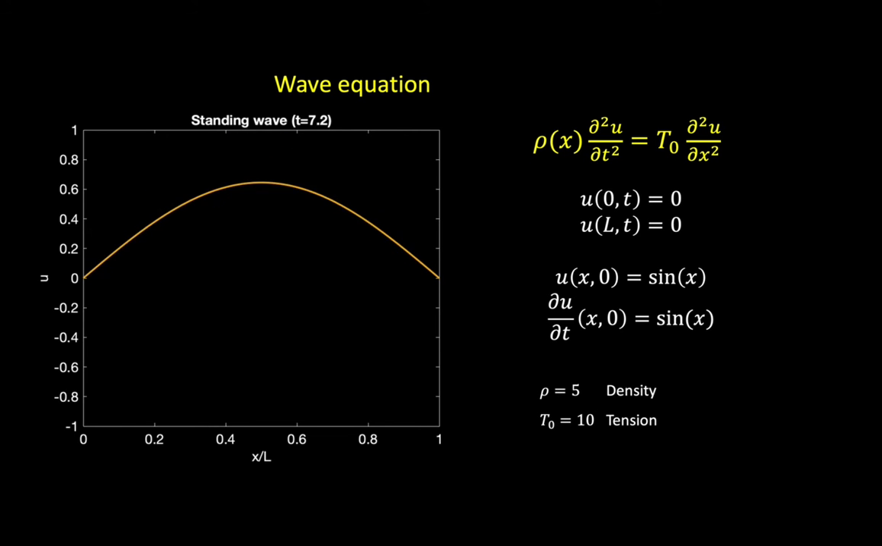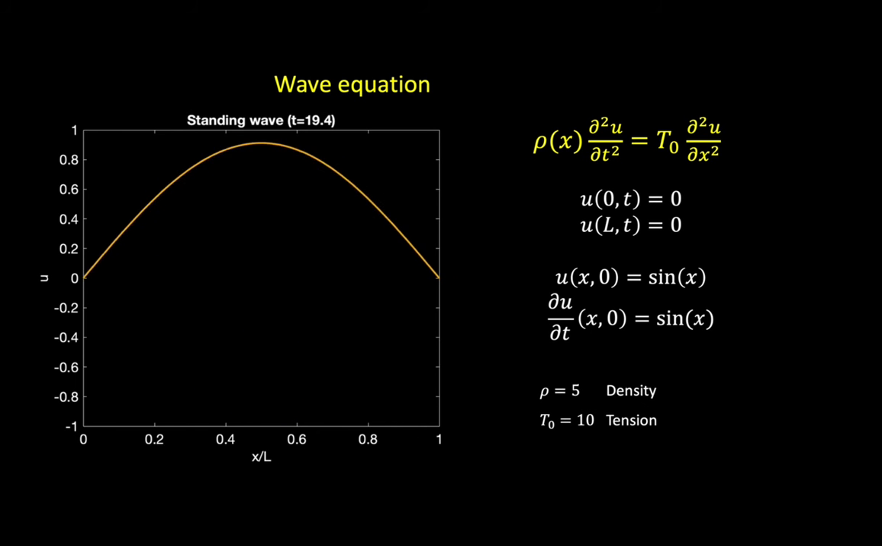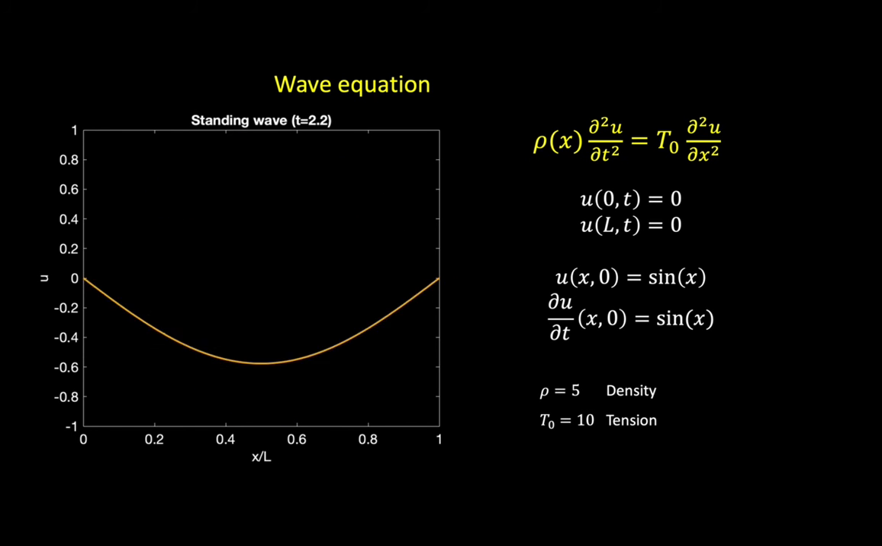Here is the generalized form of the 1D wave equation. Unlike the heat equation, there is a second derivative with respect to time. Also, two initial conditions are needed, one for u, which is the vertical displacement of the wave, and one for the derivative of u with respect to time.